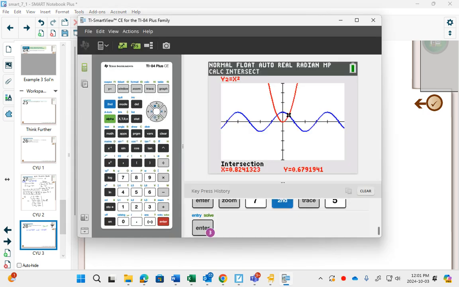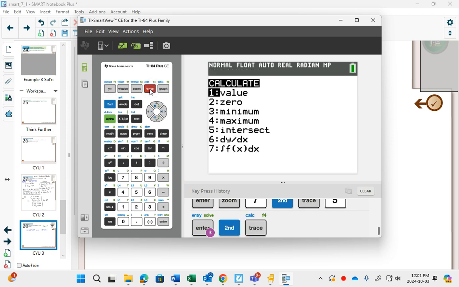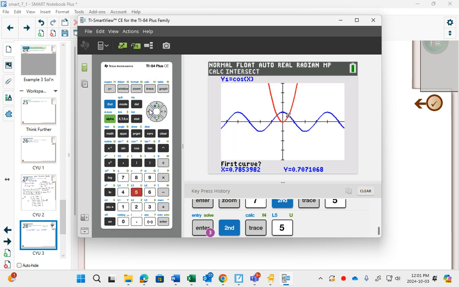Now you could find the other one by doing second, calculate, intersect again, and just making sure that your cursor is closer to the other one. I use the fact that I know that cosine is symmetrical and your parabola is symmetrical, that when I would go enter 3 times, I'm going to get the exact same answer but negative. But it shows up there as well. And on Desmos, you just have to click the button and it would find it for you.